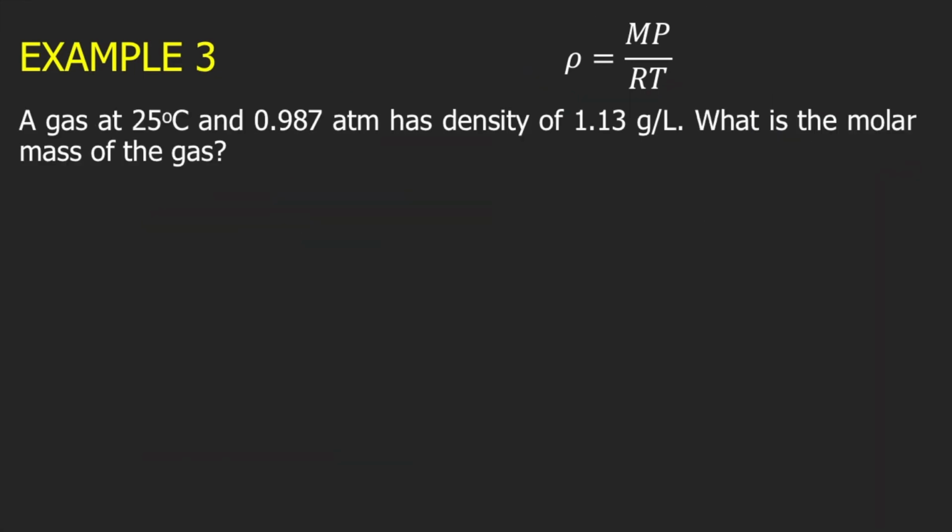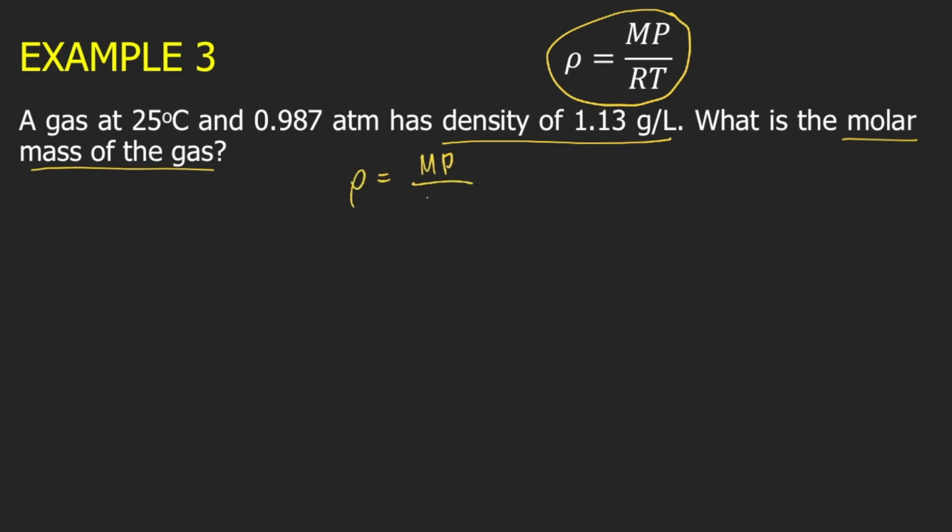For our last example, a gas at 25 degrees Celsius and 0.987 atm has a density of 1.13 grams per liter. What is the molar mass of the gas? So this time, we are given the density and we are looking for the molar mass of the gas. So we can still use this equation. Density is equal to MP over RT. However, we need to rearrange this equation to solve for the molar mass, or M.